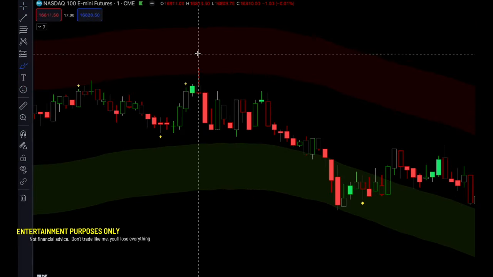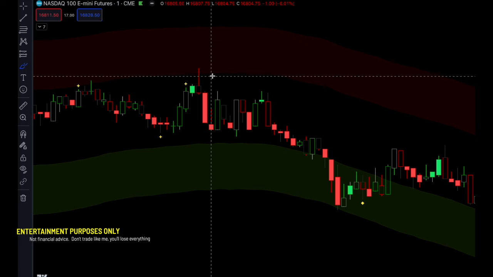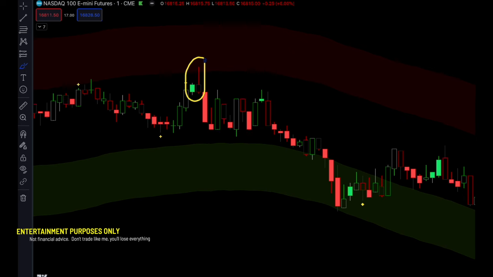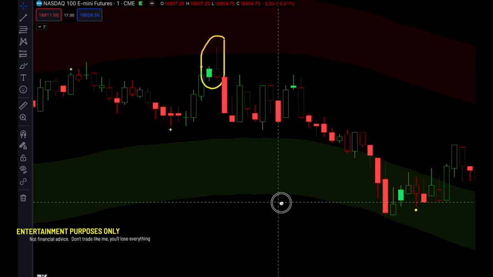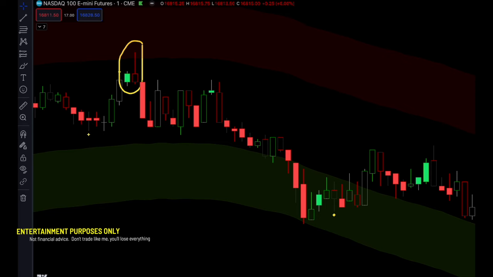So we have a wick rejection of this direction. In other words, a needle in the cloud. And so after the needle in the cloud, we have a very enthusiastic red candle going down. So that would be a trade for me. That would be a short for me. So that is one piece of evidence. Well, two pieces of evidence.